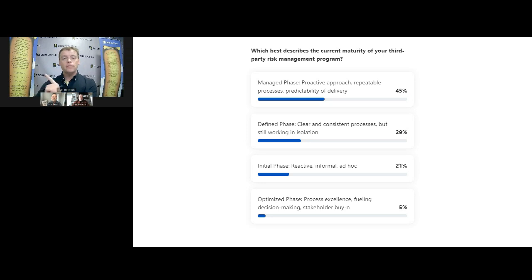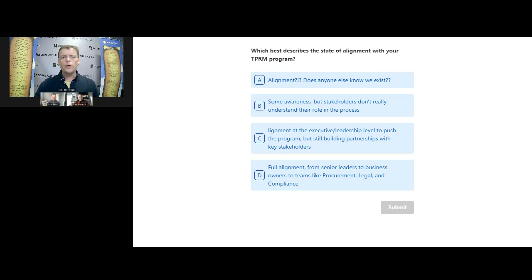So, okay, let's move on. We've got another poll question. I want to set the stage here again. Which best describes the state of your alignment with your third-party risk program? Alignment. Does anyone else know we exist? Honestly, kind of tongue-in-cheek, but probably relevant in some cases.